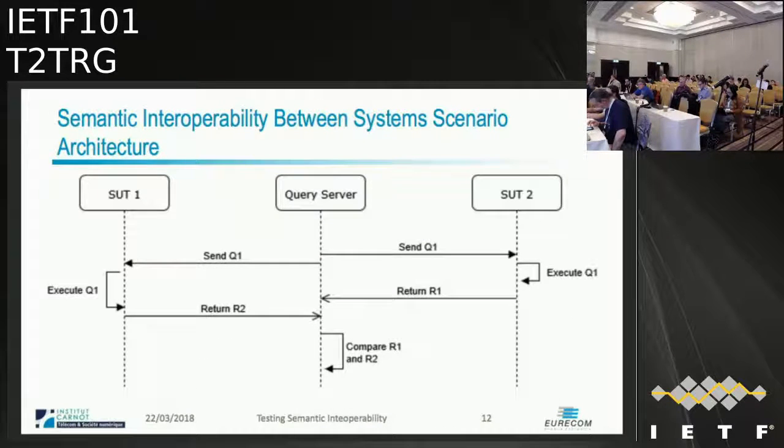Now, things start to get a little bit more interesting when we introduce additional computational components between the systems under test. So let's say we have a query server which is generating the query Q1, and it is sending the same query both to SUT1 and 2. And then the systems under test execute the query Q1 on their semantic data and return the result to the query server. And the query server is going to compare R1 and R2 and check if they are the same. If they're the same, then we have achieved interoperability, otherwise we haven't. Next.